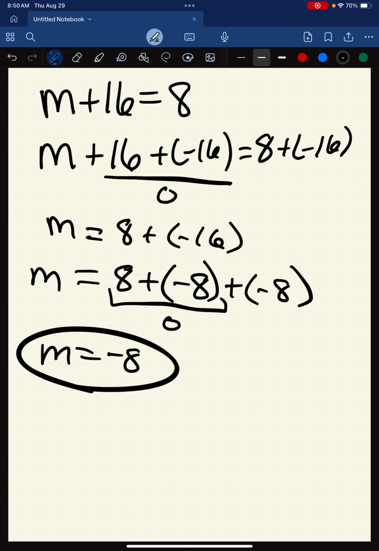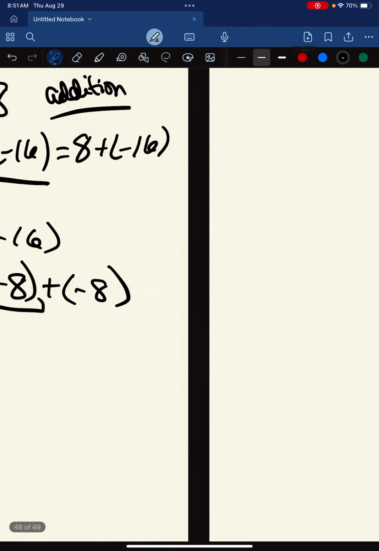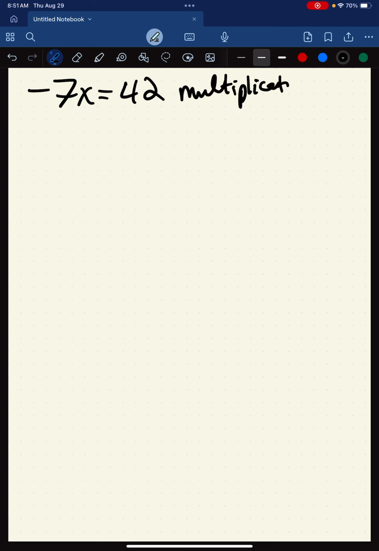So we just produced a solution for this equation using what we know about integers, which I think is really cool. So this is the case whenever we have addition. Let's look at whenever we have multiplication. Let's do negative 7x is 42. And again, this is multiplication.